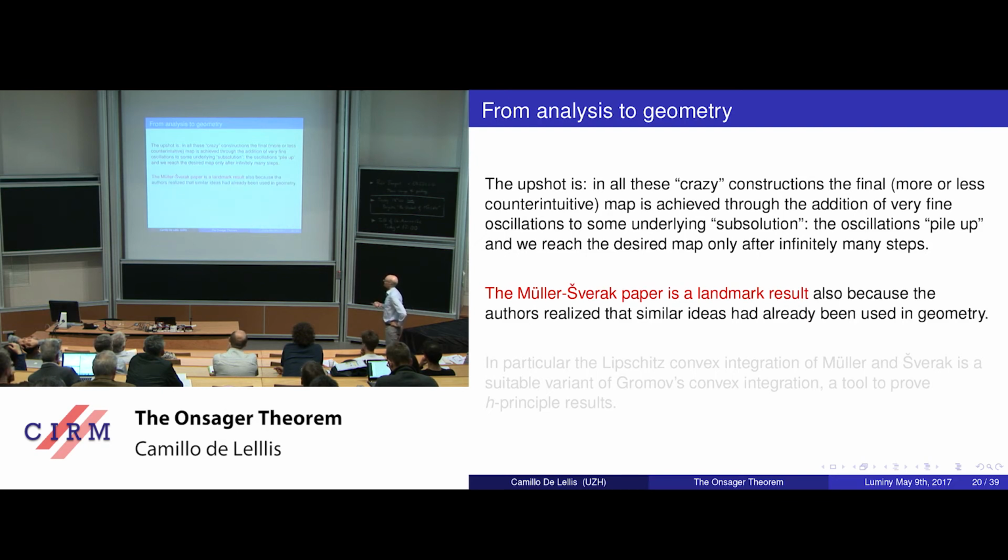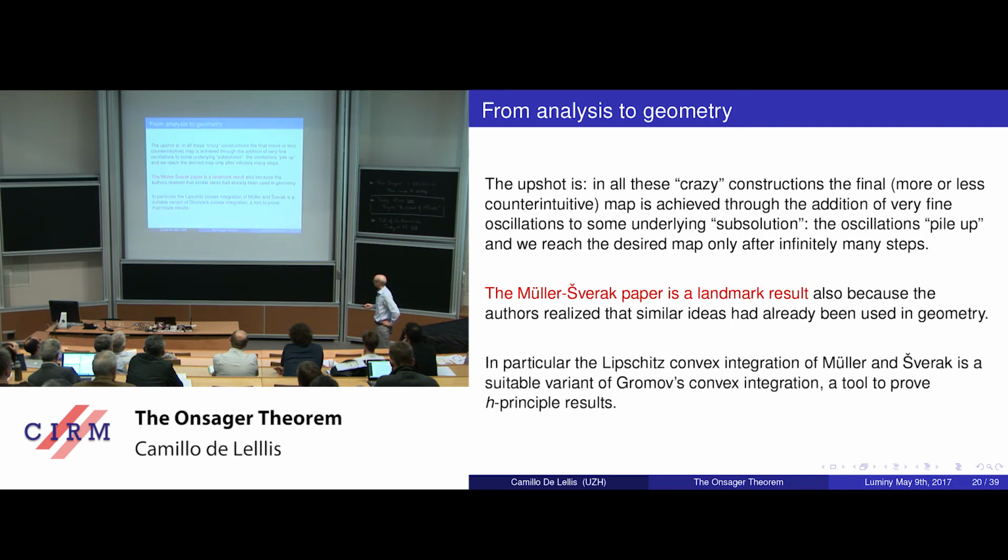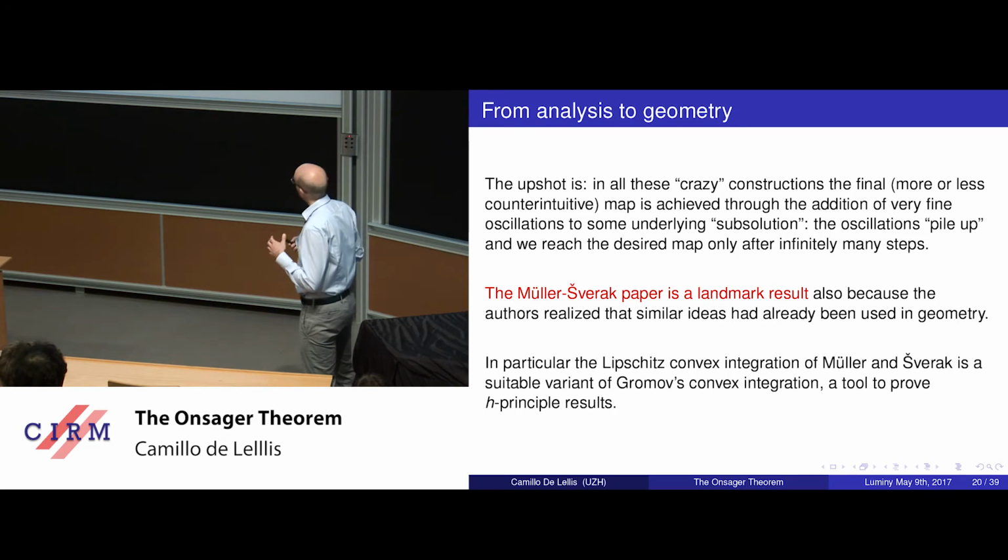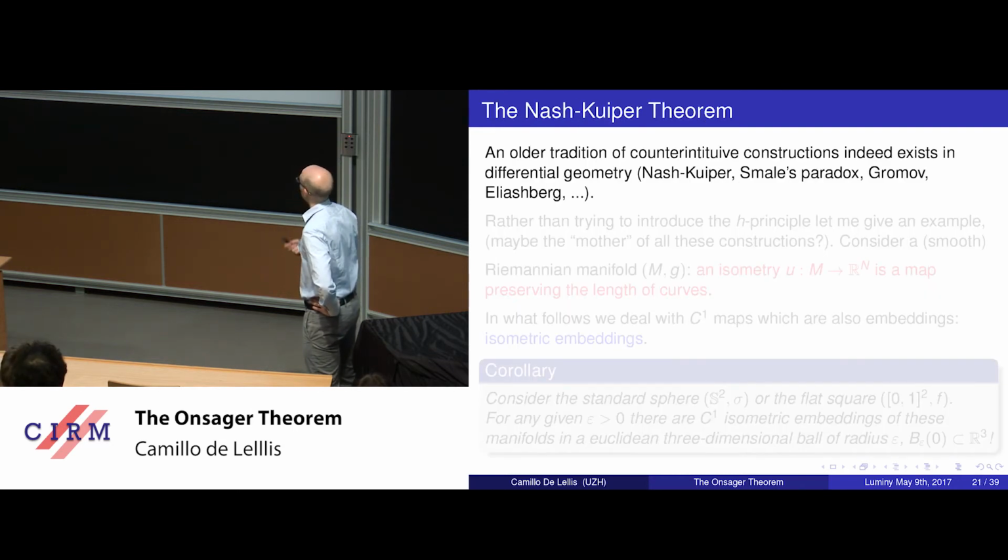So Müller and Šverák actually realized that what people were doing in the literature of differential inclusions in the 80s and 90s, and in 2000 also, had already been done in a different framework in geometry. In particular, this Lipschitz convex integration that they introduced is a variant of what is called Gromov's convex integration, which is a tool to prove h-principle results in geometry. Now, I'm not going to tell you what an h-principle result is. I'm just going to give you an example.